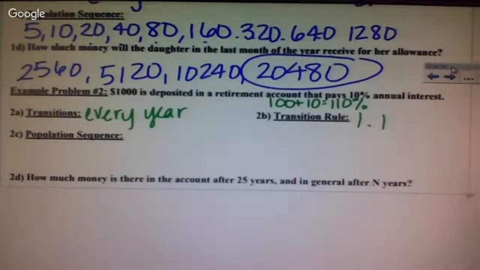What I taught you yesterday does not go away. If it's decaying or decreasing, we have to subtract from 100, then change it to a decimal. If it's increasing, we have to add it to 100 and then change it to a decimal.